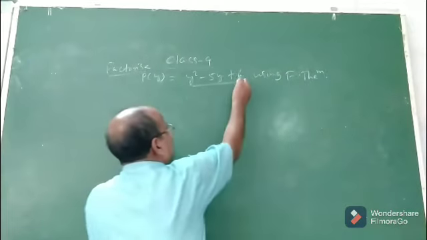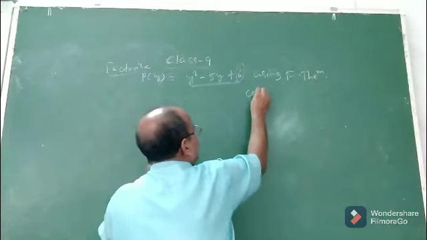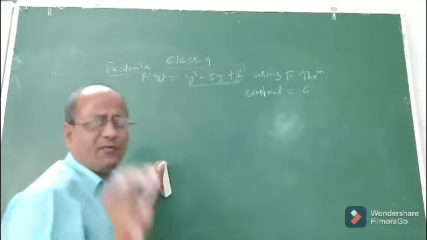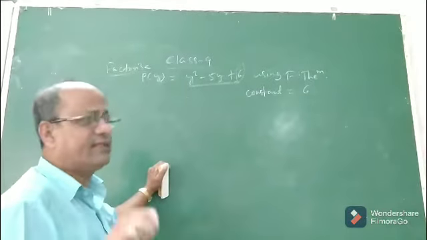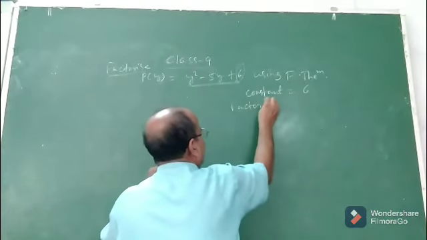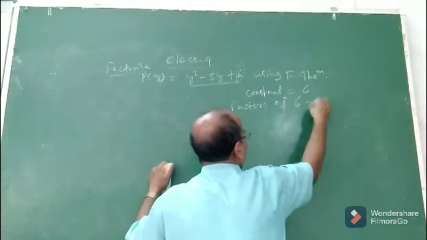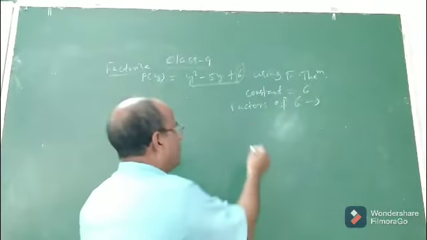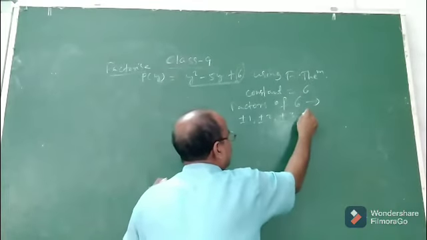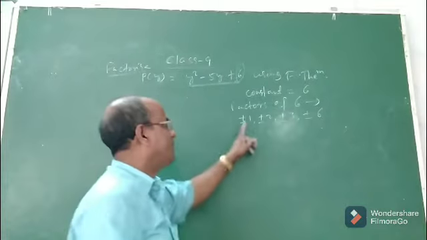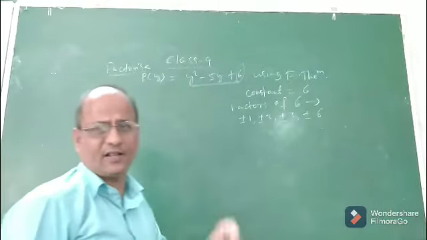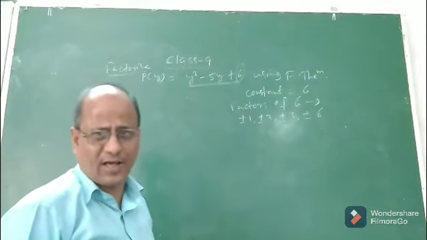The first step is, look at children, see the constant term. Here the constant is 6. First you find the constant term, then find all the factors of the constant term. Find factors of 6. You know very well, it is plus minus 1, plus minus 2, plus minus 3 and plus minus 6. That means it may be plus 1, plus 2, plus 3, plus 6 or minus 1, minus 2, minus 3, minus 6. These are the factors of the constant, that is 6, in this particular question.